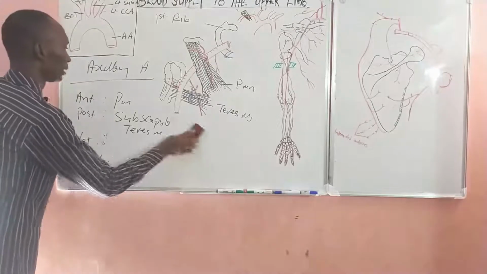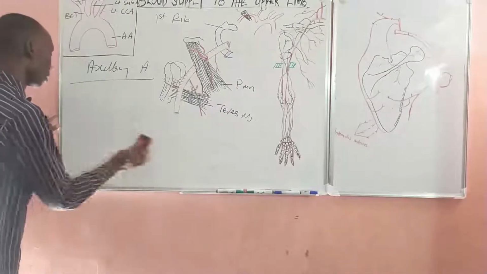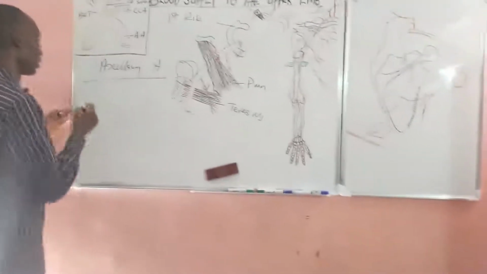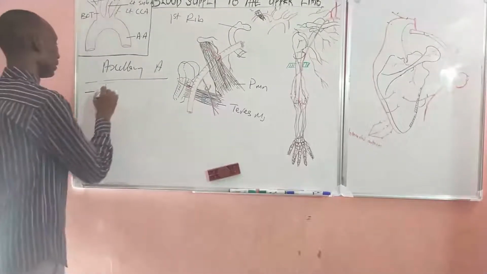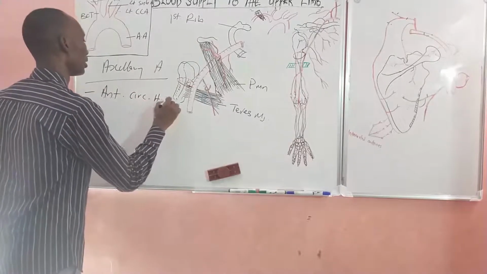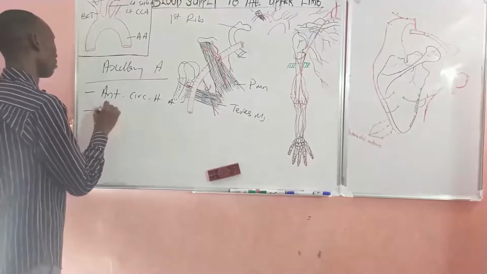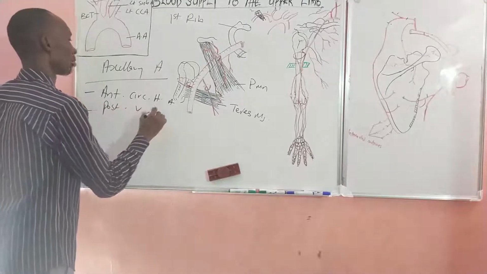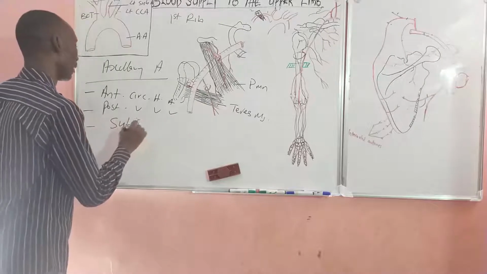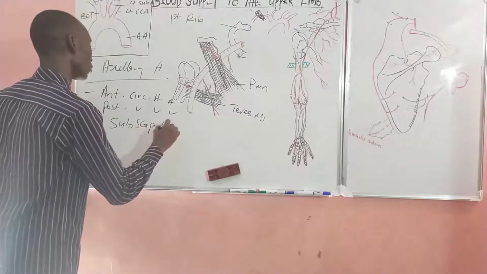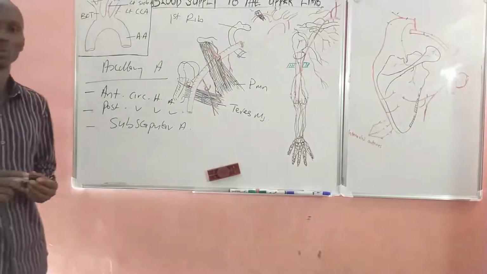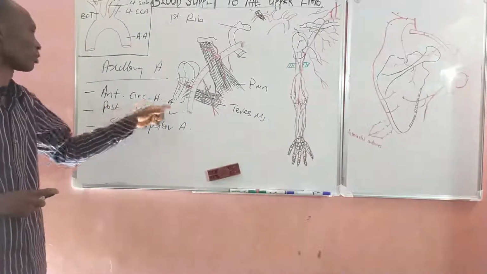Now, the third part has 3 branches. These branches are one, the anterior circumflex humeral artery. We have the posterior circumflex humeral artery. And then finally we have the subscapular artery. We will start with the anterior circumflex humeral artery.